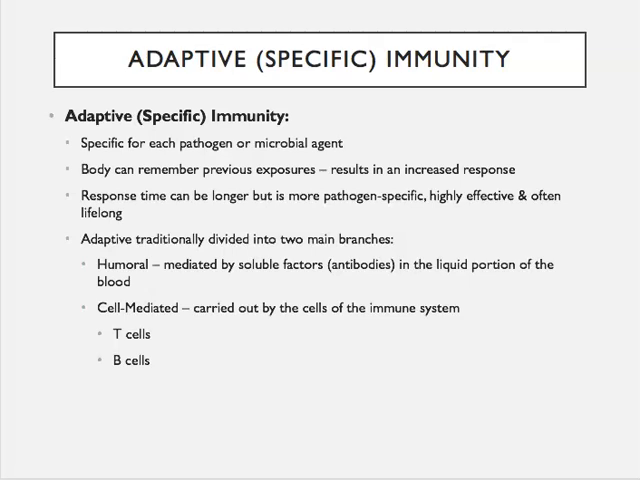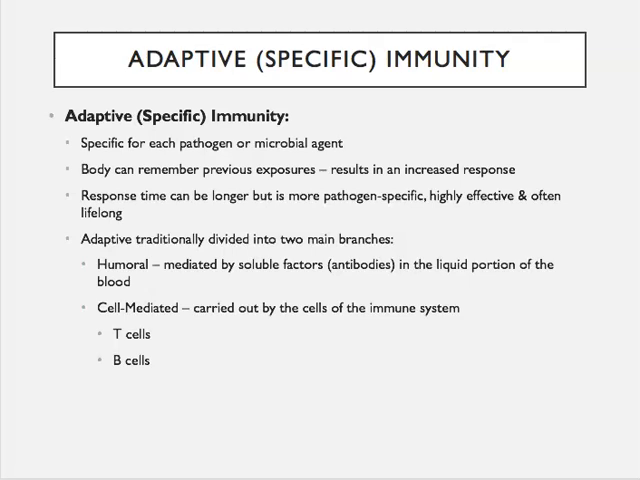Okay, so all of that, so far we've been talking about innate or non-specific immunity. So now we're going to talk about adaptive or specific immunity. So this type of immunity is specific for each pathogen or microbial agent. So the body can remember previous exposures. Because of that, it results in an increased response. So the response time can be longer, but it's more pathogen specific.